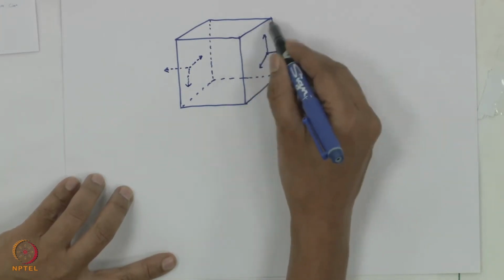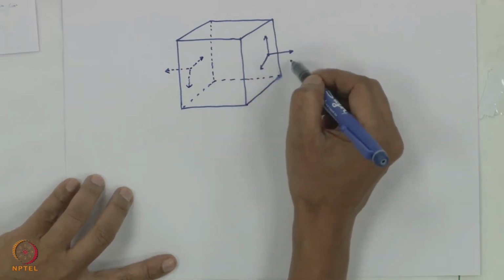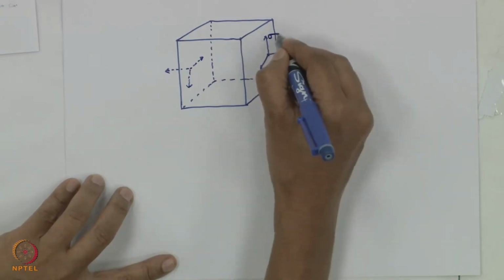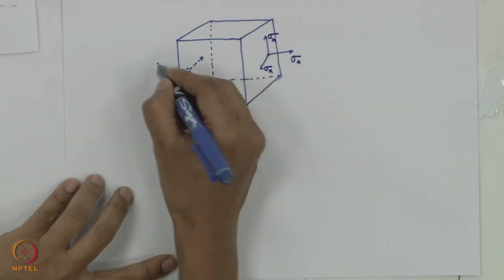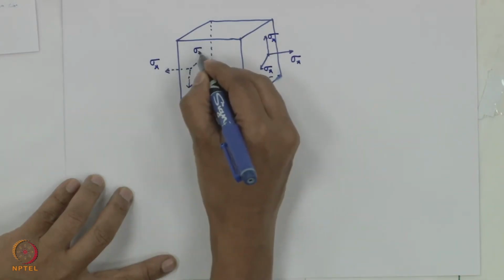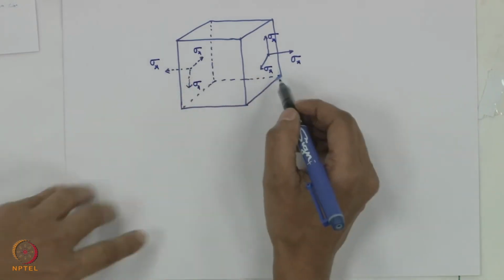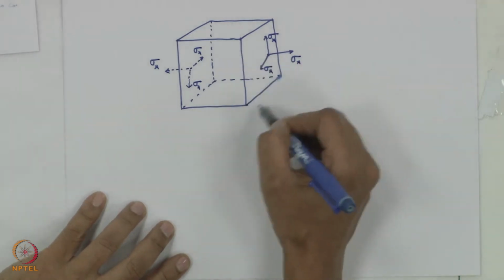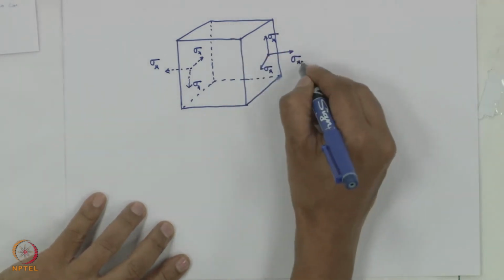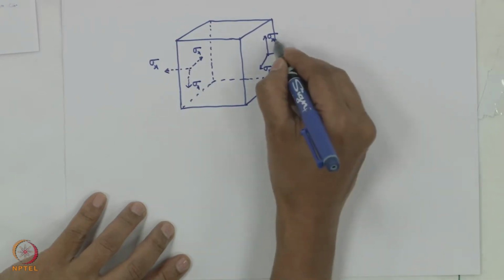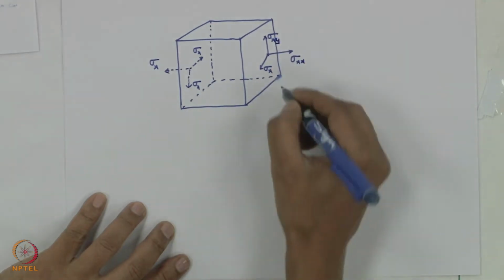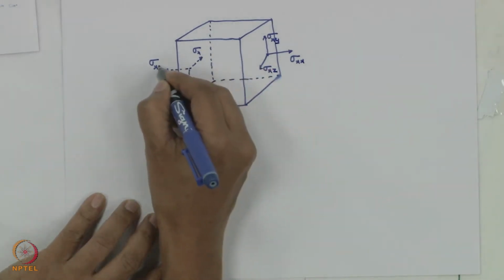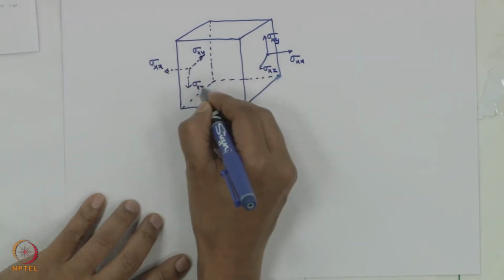The normal is in the x direction, right? For this plane, the normal is in the x direction. So the first subscript is x, because that is the x direction in which the outward normal vector is for this plane. So what is the direction? X direction. What is the direction of this stress? Y direction. What is the direction of this stress? Z direction. What about this? This is again x, y, z.